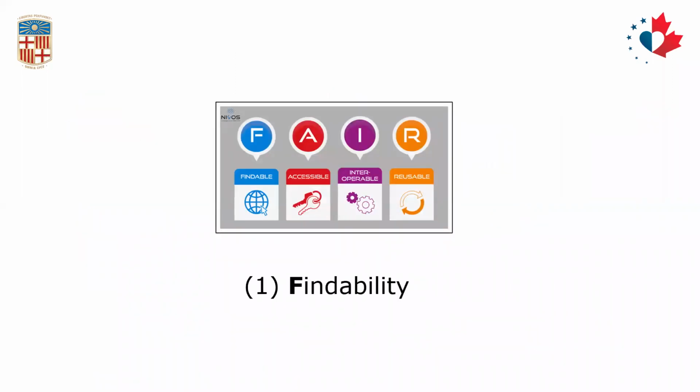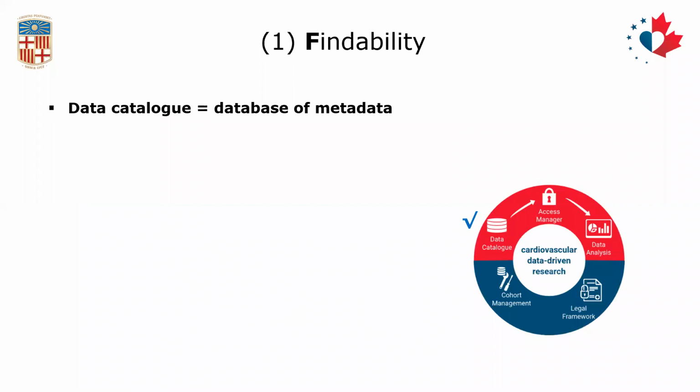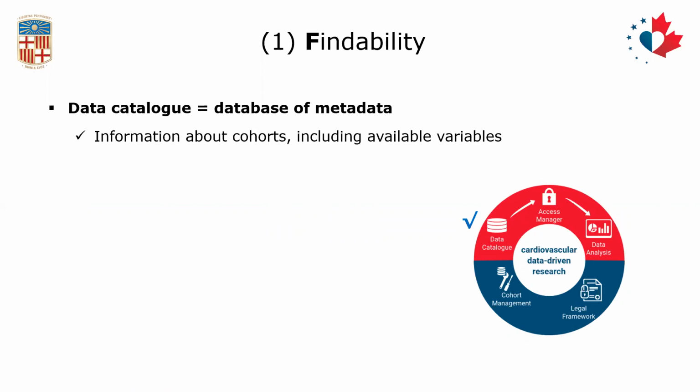So let's go now through the different components of the FAIR Data Management Plan and how they apply in the You Can Share project. So first, findability. Findability means we need a data catalog that can be searched, which is a database of metadata about the cohorts. So to have detailed information about the cohort, including the variables that are available, we need fields that are searchable, so we can search for the information.